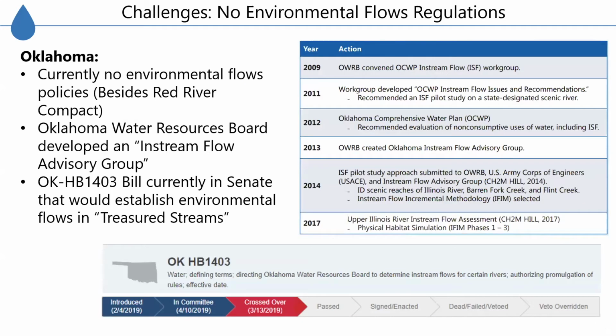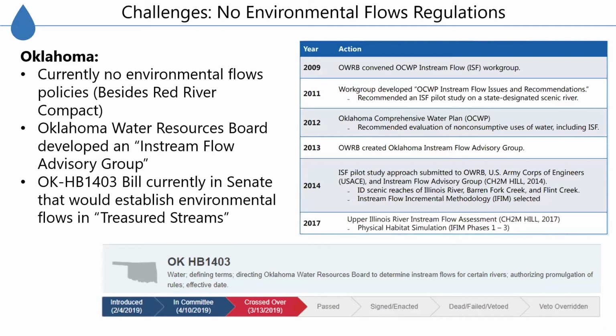In Oklahoma, there's currently no environmental flows policies besides some very coarse guidelines in the Red River Compact. So they basically say, like, near the border where the Red River reaches Arkansas, there must be like 2,000 cubic feet per second or something. But other than that, there's no environmental flows policies in the state.